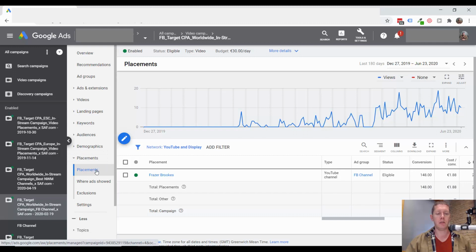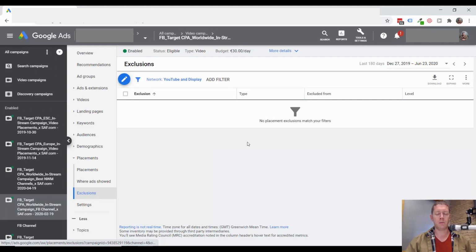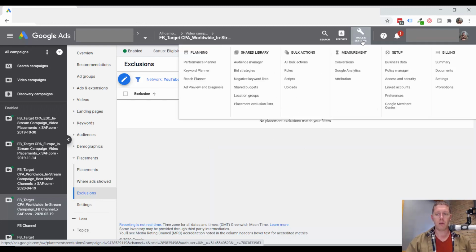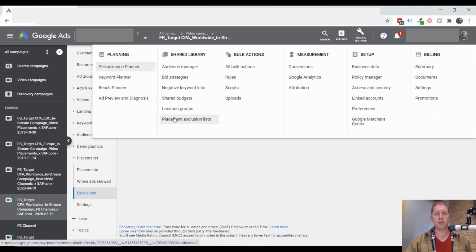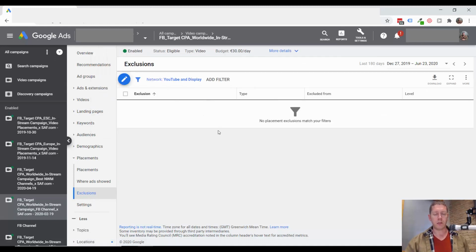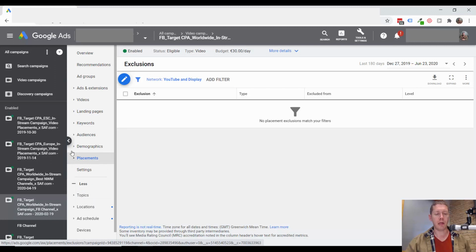You can also exclude placements. I've touched on this in other videos, but you can exclude your ads from showing on specific videos, specific channels. You can also create a placement exclusion list right here, and then you can apply that list to all of your campaigns. Otherwise, you're just excluding placements one campaign at a time. But definitely exclude placements if you're finding that your videos are showing up on certain channels that are not valuable.